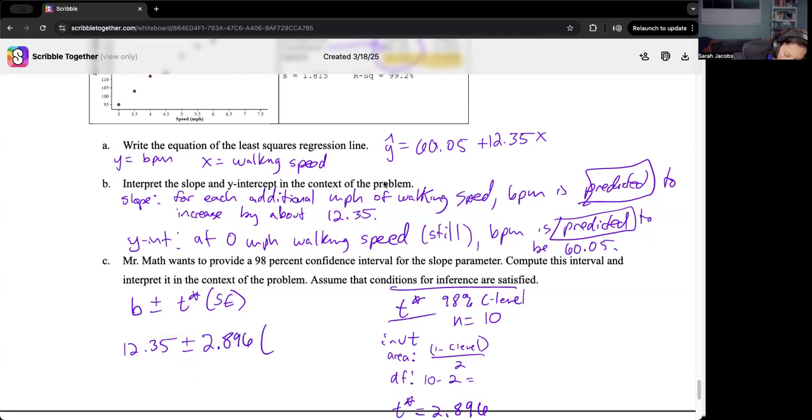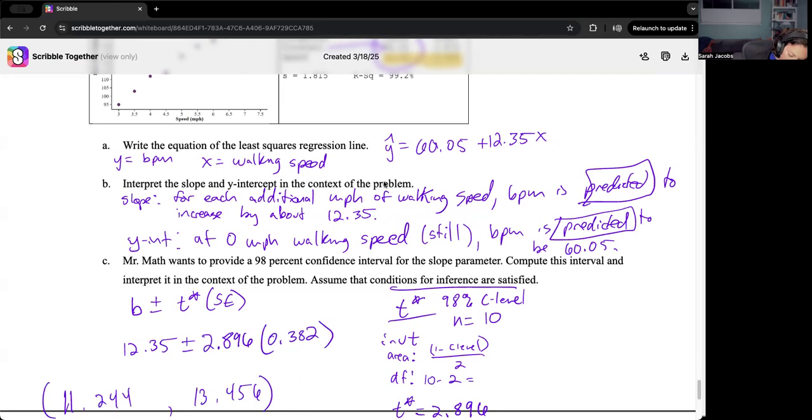2.896 times standard error. This is the nice part. We have that 0.382. So if we do 12.35 minus 2.896 times 0.382, we get 11.244. If we change it up and do plus instead, we get 13.456. Cool. So there's our interval.